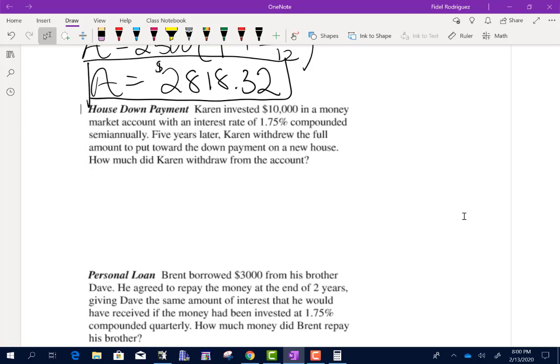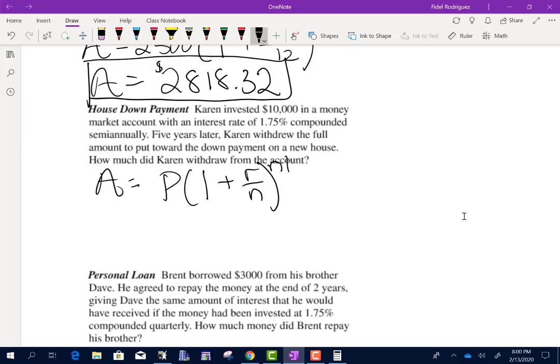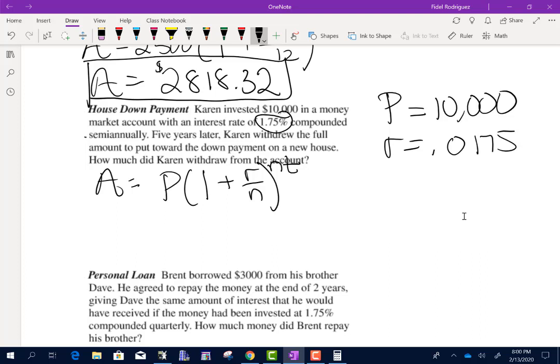Again, I'm going to use the same formula that we did before. I'm still going to get my pen going again, my compound interest formula. Okay. So the amount of money that Karen invested was 10 grand. Our interest rate was 1.75%, so 0.0175, compounded semi-annually. Okay, semi-annually means 2. In our time, it says that she withdrew that amount 5 years later, right?